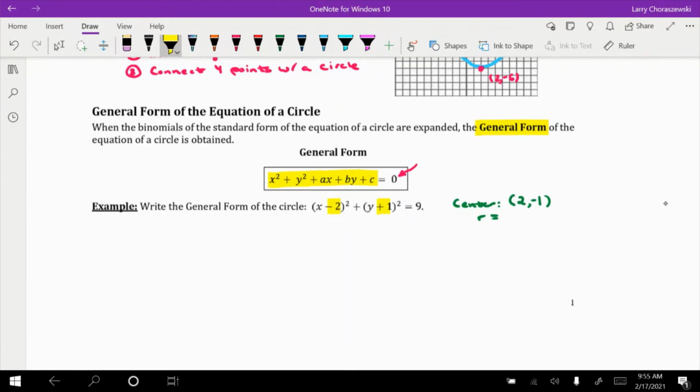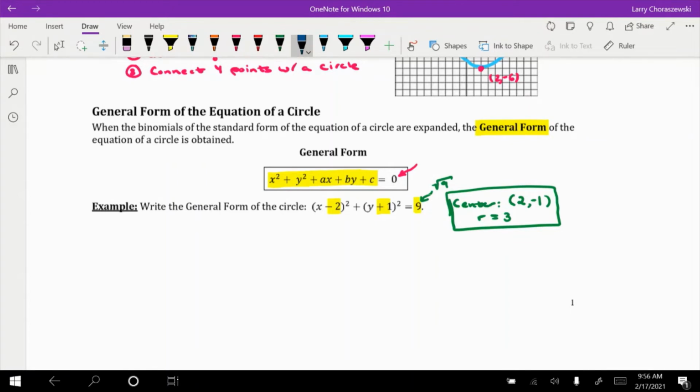Now the radius is based on the number on the right-hand side. Notice that this doesn't have a power of 2. What that means for us is that the radius has already been squared out. So to find the radius, if that's missing a power of 2, we square root the number. Okay, and the square root of 9 is 3, which is why the radius of the circle would be 3. Okay, does that make sense, folks? Alrighty.